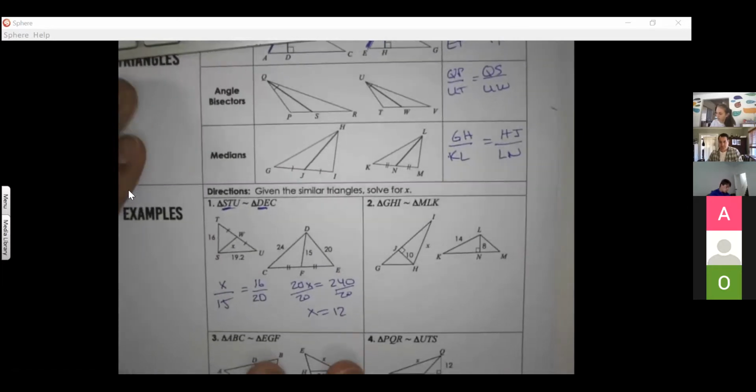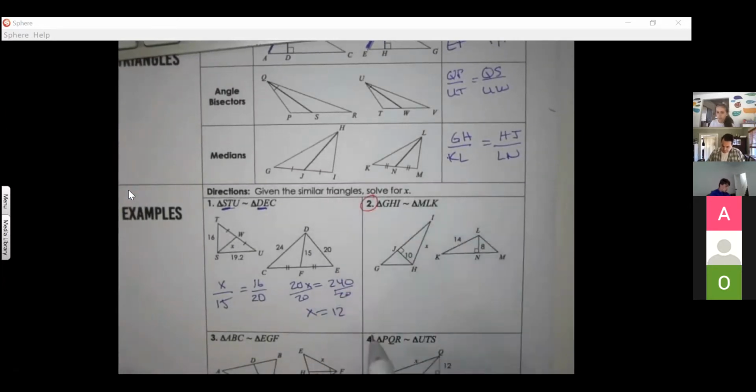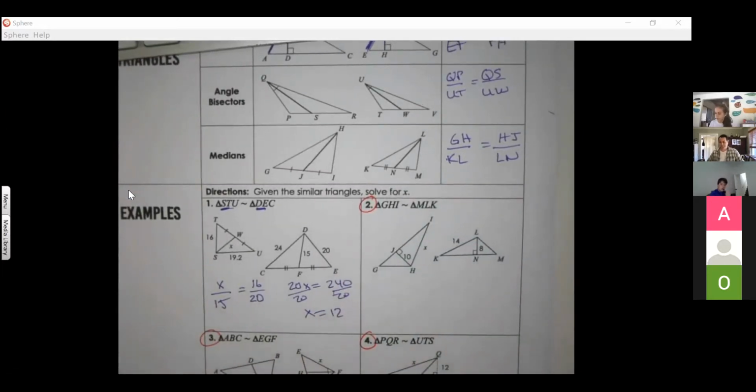Basically the same thing. It's just that the parts don't look like side lengths. Finish off these three problems and we will be good.